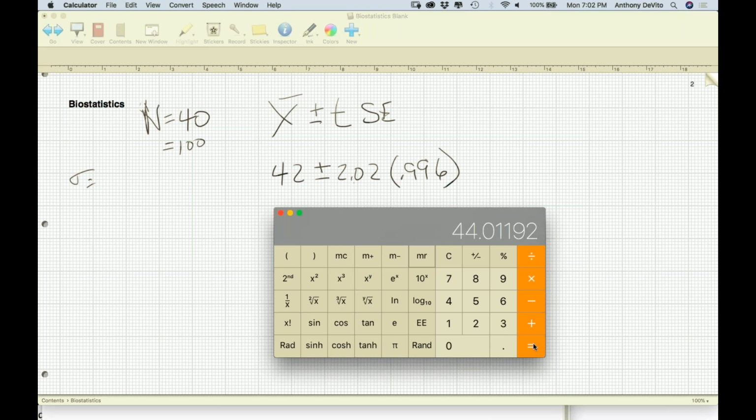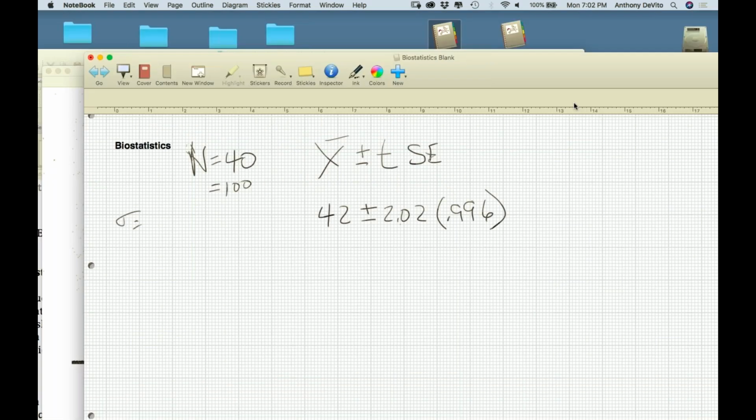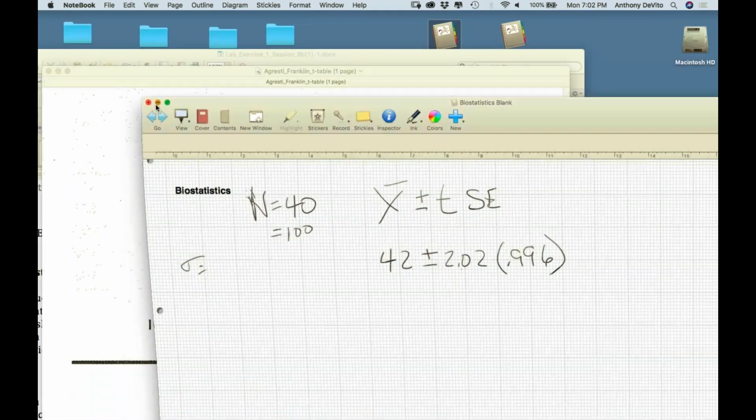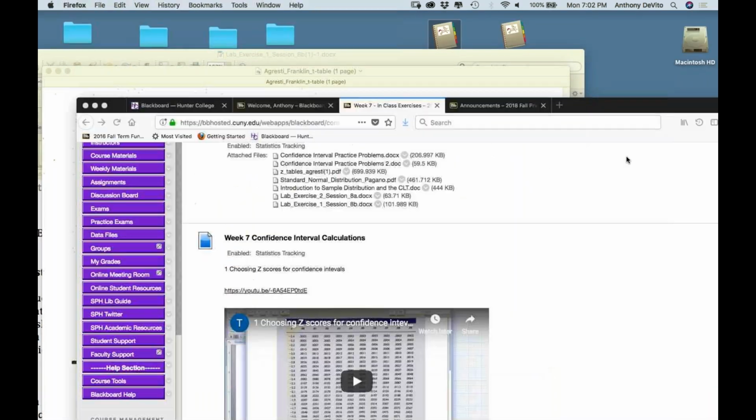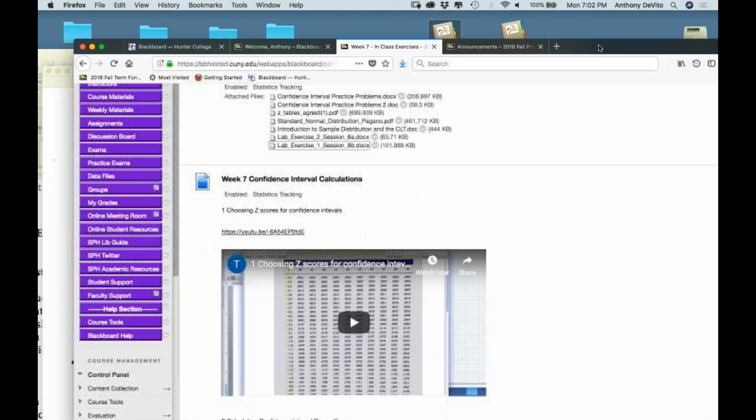Okay. And why did we use T instead of Z? Because the small sample size and not knowing what sigma was forced us to do that. Let's do it for a proportion. See what happens if we work with a proportion instead.